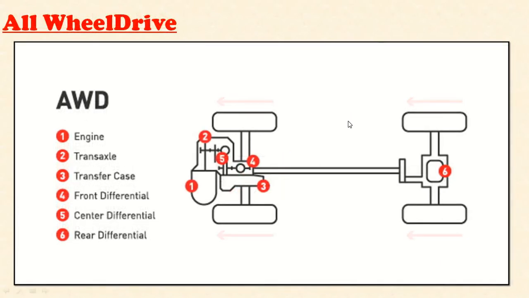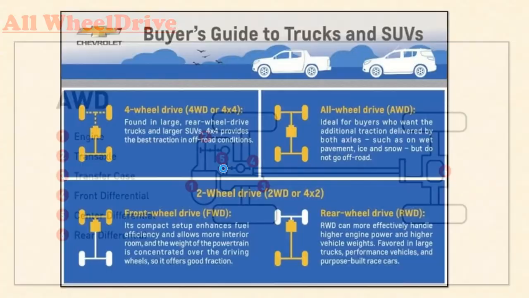Next one, all-wheel drive. In all-wheel drive, the engine is mounted at the front, and the transaxle and transfer case are mounted near the engine, with the front differential and rear differential. The torque or power is transmitted equally to the front as well as the rear. So this is called all-wheel drive.